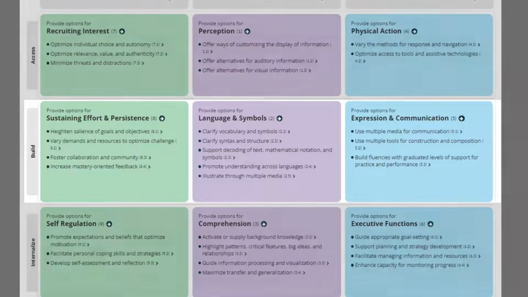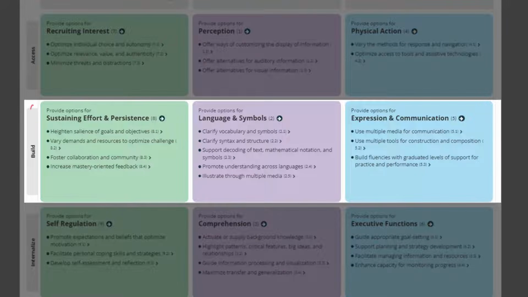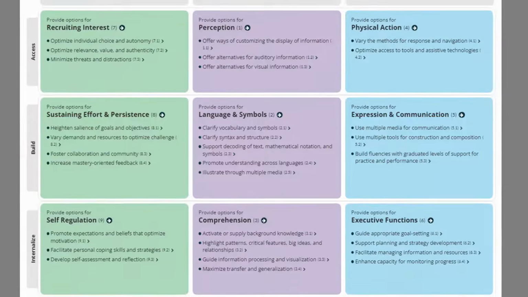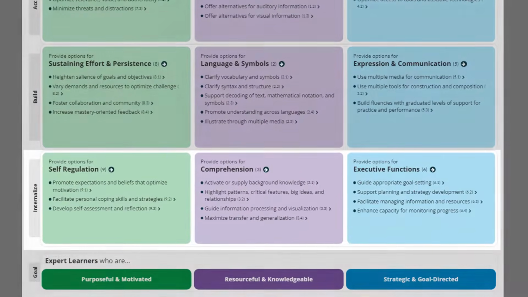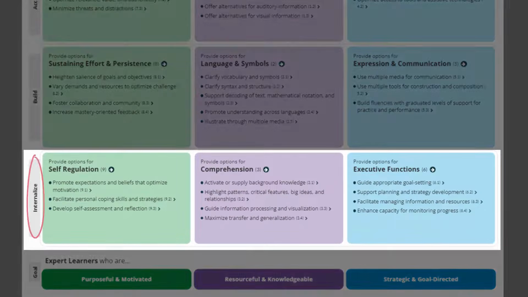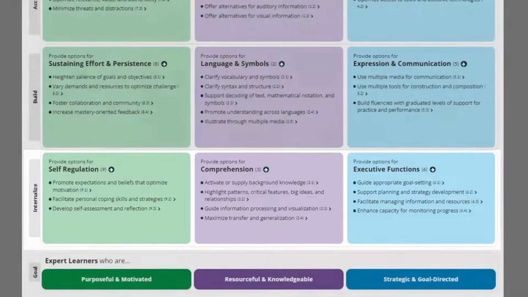Now that they're in the front door, the second layer of guidelines are labelled build because they ensure learners have the scaffolds they need to build on that access and actually understand the knowledge and challenge. The third layer of the guidelines are labelled internalize guidelines because they go a step further and develop deeper critical thinking, complex comprehension skills, and the ability to be strategic.